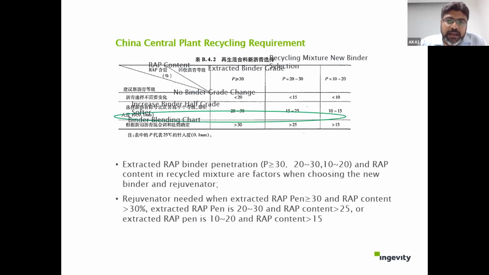Similarly, they defined a criteria where they said, okay, my RAP binder has so and so penetration. Now I need to use a rejuvenator if my pen is more than this or less than this. For example, anything less than 30, you may have to use a rejuvenator. And then for anything less than 30, again they go with a subcategory like 20 and 30, and what kind of RAP can be used and things like that.